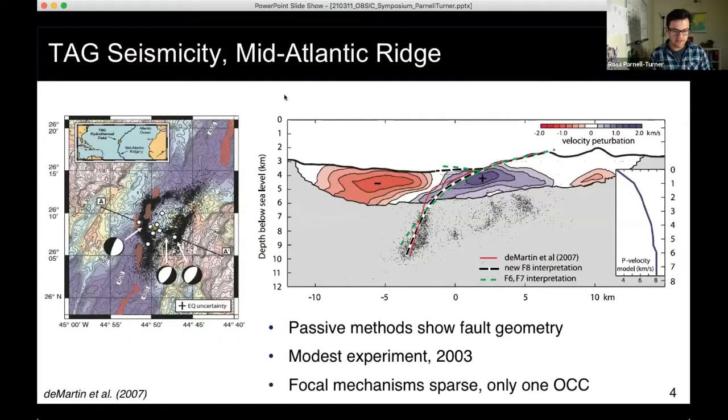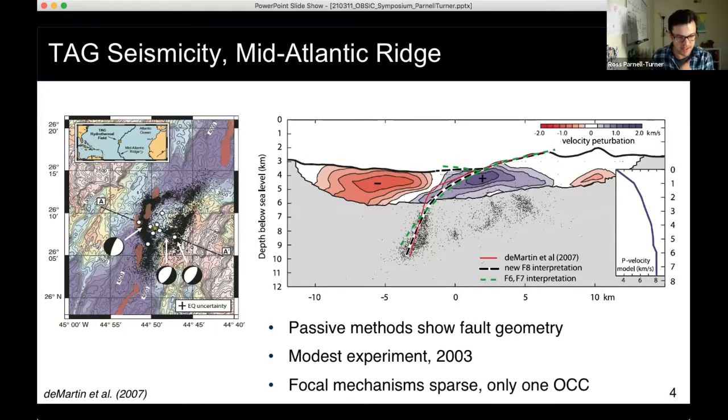Then in the mid-2000s, a student of Rob Sohn's, Brian DeMartin, and others conducted a passive seismicity experiment at the TAG Oceanic Detachment System. We're here at around 26 North on the Mid-Atlantic Ridge. TAG stands for Transatlantic Geotraverse, whoever came up with that.